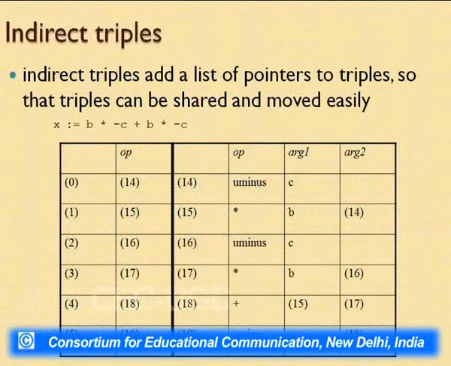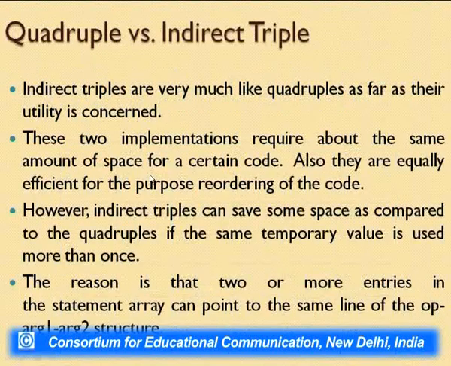So it's better to have something called an indirect triple. Indirect triple adds a list of pointers to triples so that the triples can be shared and moved easily. That was a major problem in triples. As we can see, x is equal to b star minus c plus b star minus c. This is the basic triple that we are having. To this we have just added one simple thing, a list of pointers to the triples. By this the movement becomes slightly simple.